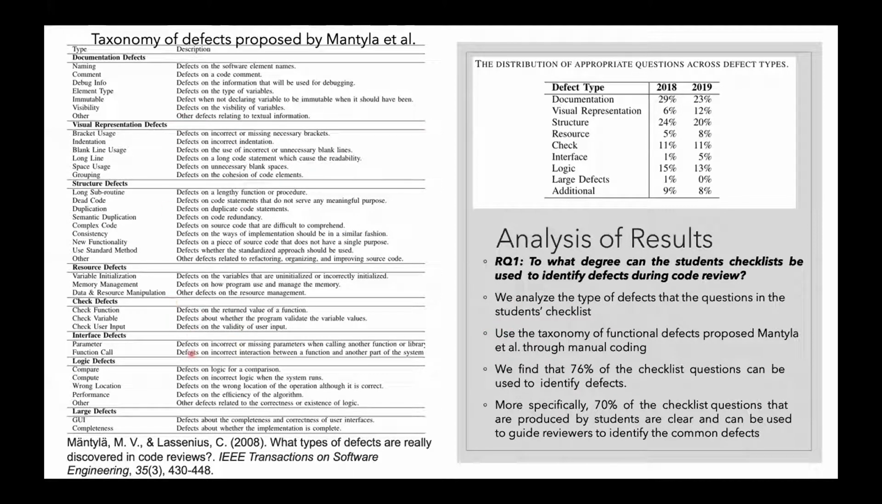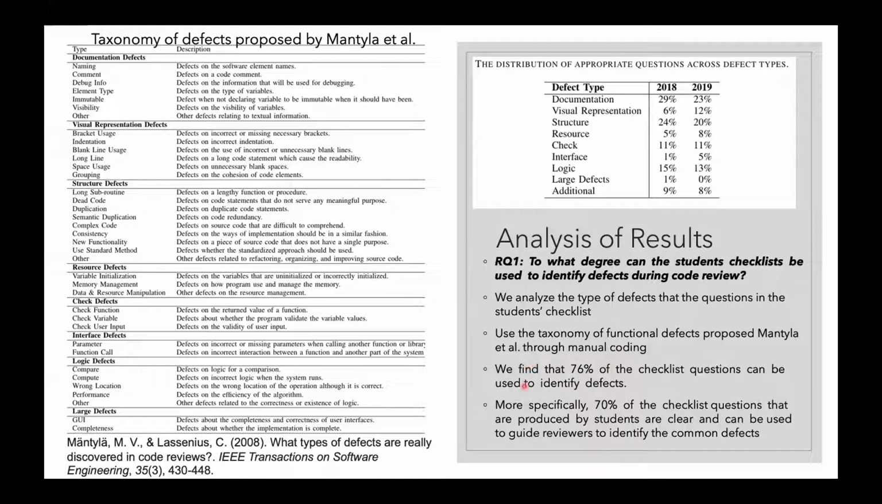So this taxonomy was actually proposed by Mantyla, who proposed a taxonomy of defects where the authors categorize the defects into categories such as documentation defects, visual defects, structural defects, and so on. So if the checklist questions prepared by the students are indeed useful, they should be able to be put into one of these categories of defects. So we used this taxonomy, and we performed manual coding among all the authors.